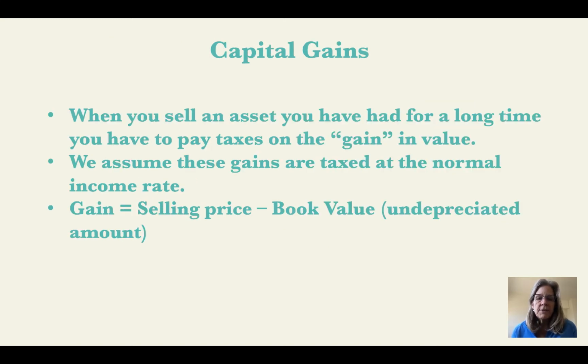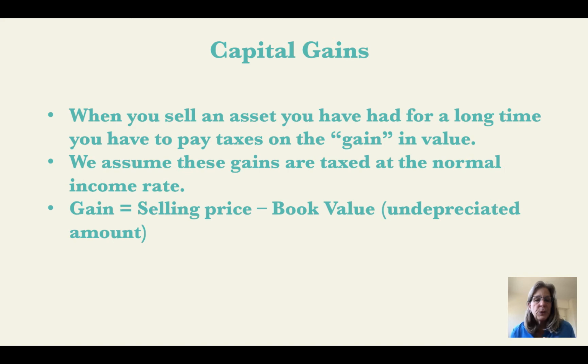Now there's another kind of tax that's not just general income tax, called capital gains tax. This occurs when you sell an asset you've had for a long time, and you have to pay taxes on what's called the gain in value. So if you bought a business and then over time it increased in value, you have to pay on that gain. Now we assume these gains are taxed at a normal income tax rate. That's generally what it is. Sometimes it fluctuates depending on the tax code. The rates might be different, but we're going to use the 28% for the capital gains rate.